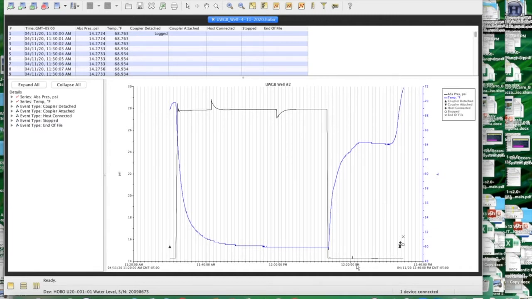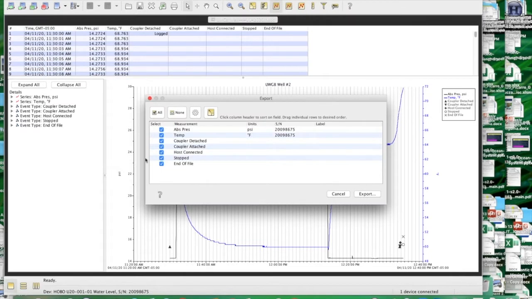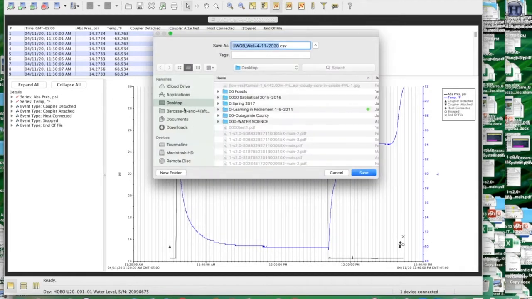So we don't need the data here. We don't need these data. All we need are these two areas of data right there and right here. So I'm going to save these and export these into Excel. Let me see if I can figure out how to do that quickly. Export table data. We want all of these things. We can export it and worry about what it is later. And I can save it as a comma separated value, and that we can import into Excel.